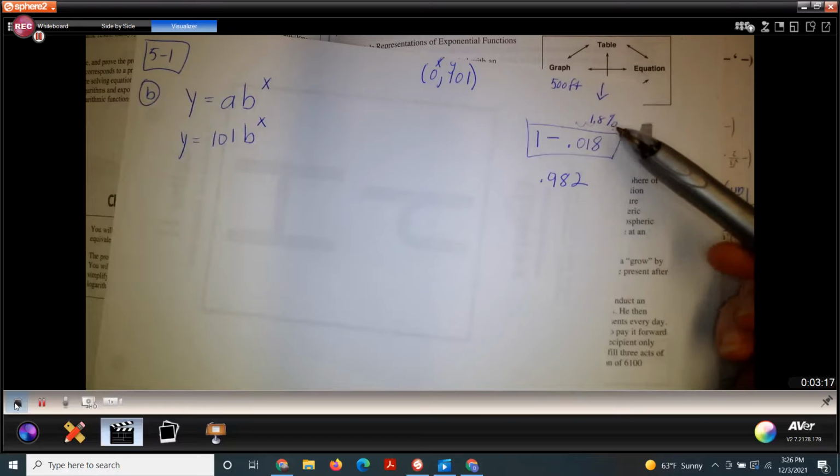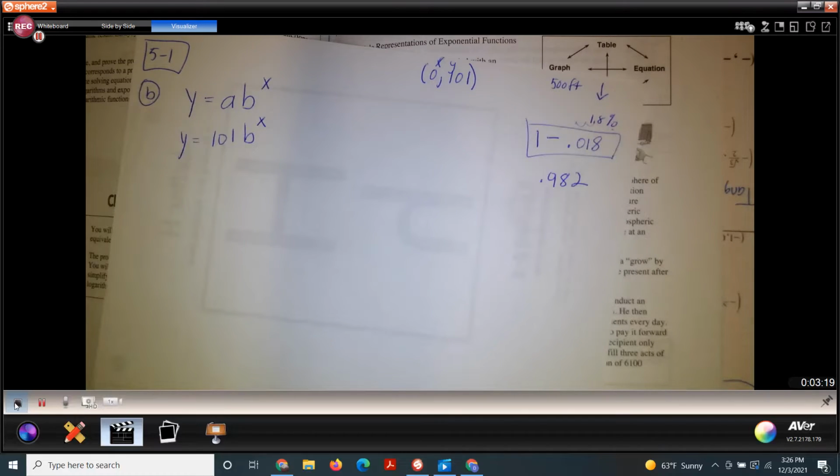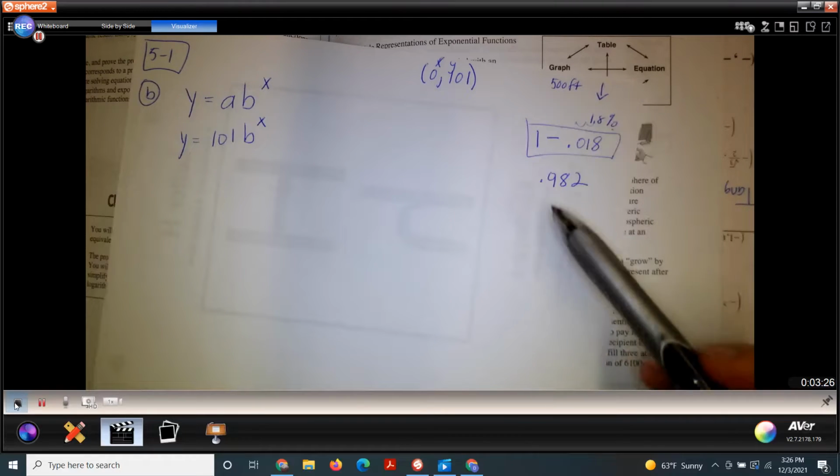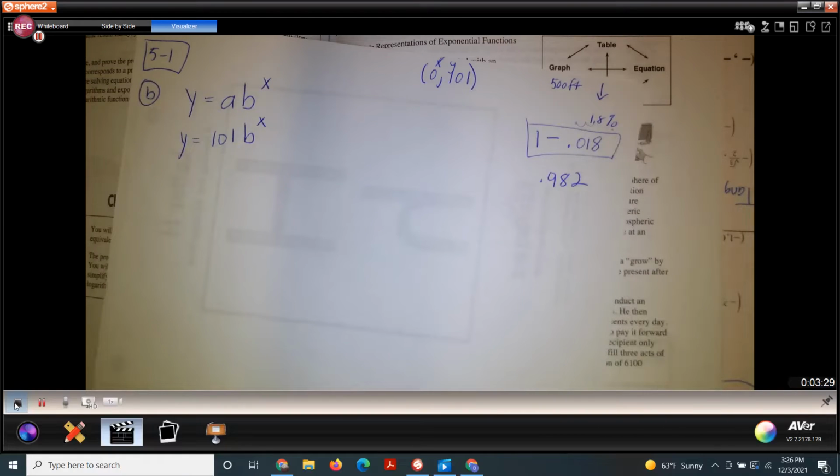Okay. So I got that because it's kind of like when cars are depreciating. If they're losing 20% of their value every year, then instead of using 20 as our multiplier, we say if they're losing 20, it means they're keeping 80% of their value. Well, this thing's losing 1.8%, so they're keeping 98.2%. So we're going to use the 98.2% or 0.982.